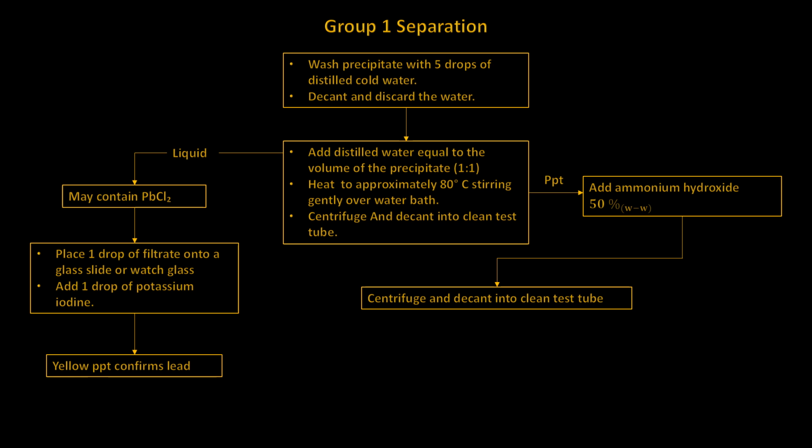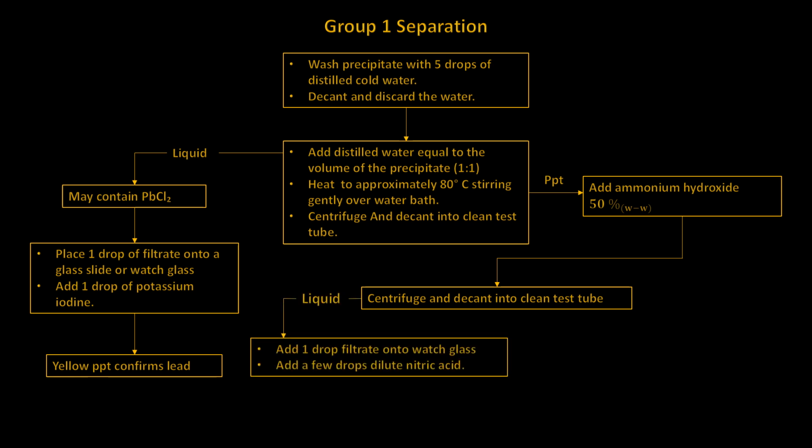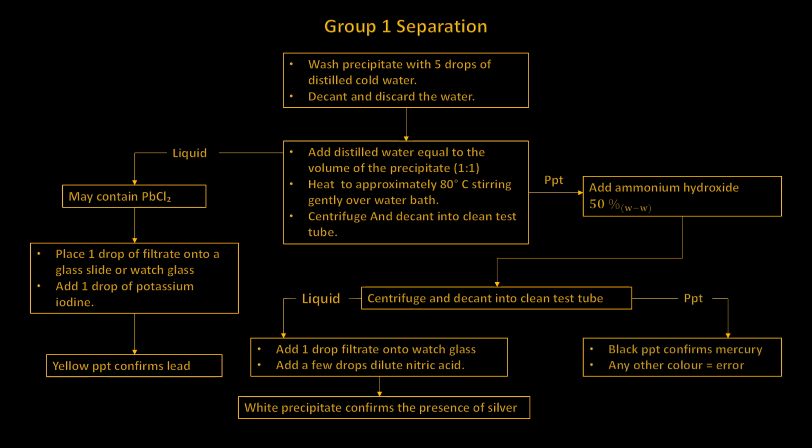Centrifuge and decant into another clean test tube. From the liquid part, take one drop and place it onto a clean watch glass or glass slide and add a few drops of diluted nitric acid. Any white precipitate that forms will confirm the presence of silver. The precipitate or residue that remained after the addition of the ammonium hydroxide, if it's black in color, confirms the presence of mercury. Any other color is considered to be an error.